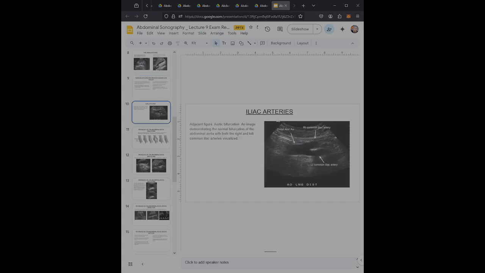The iliac arteries. The aorta bifurcates at or near the level of the umbilicus, and this marks the origin of the right and left common iliac arteries. Aortic bifurcation is seen here. You have your distal abdominal aorta, your right common iliac artery, and your left common iliac artery.